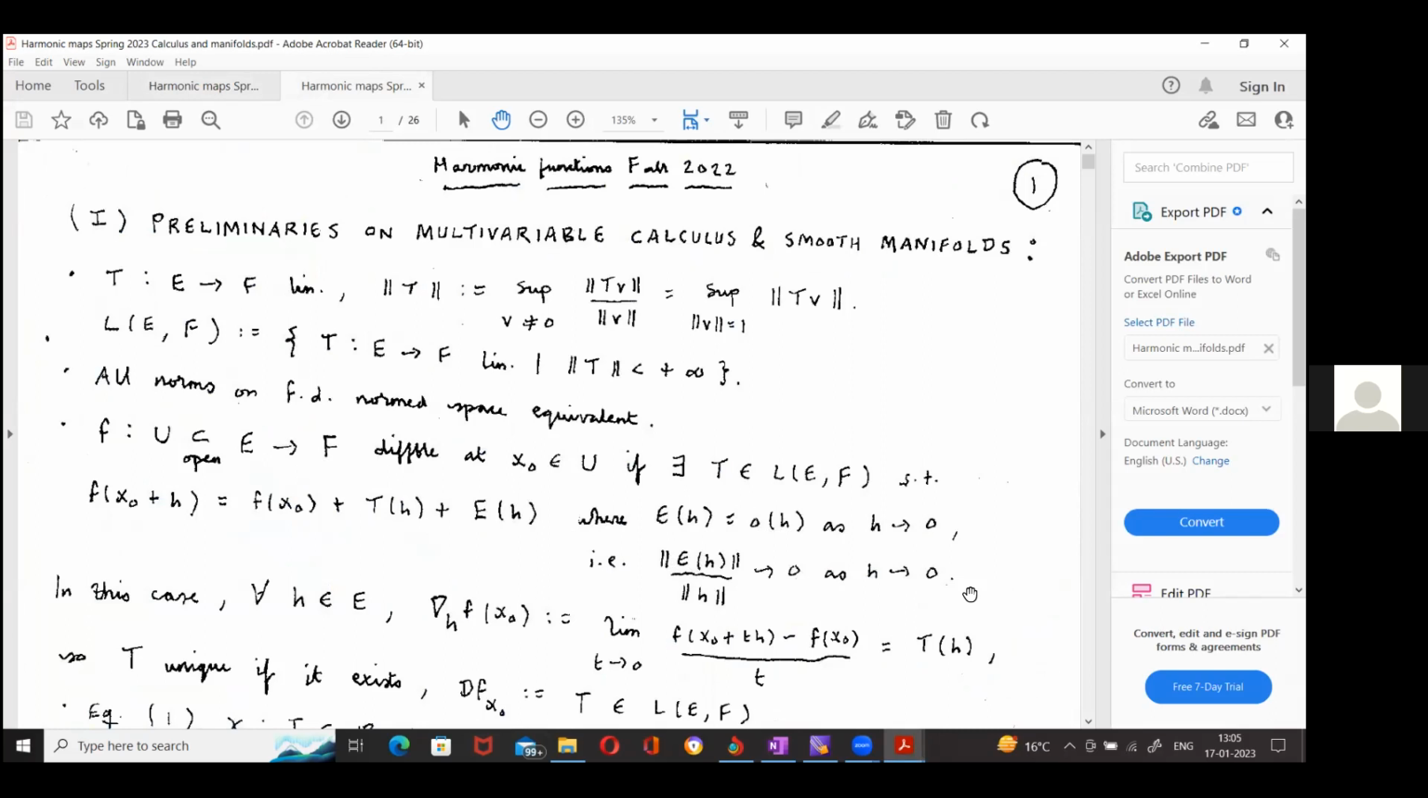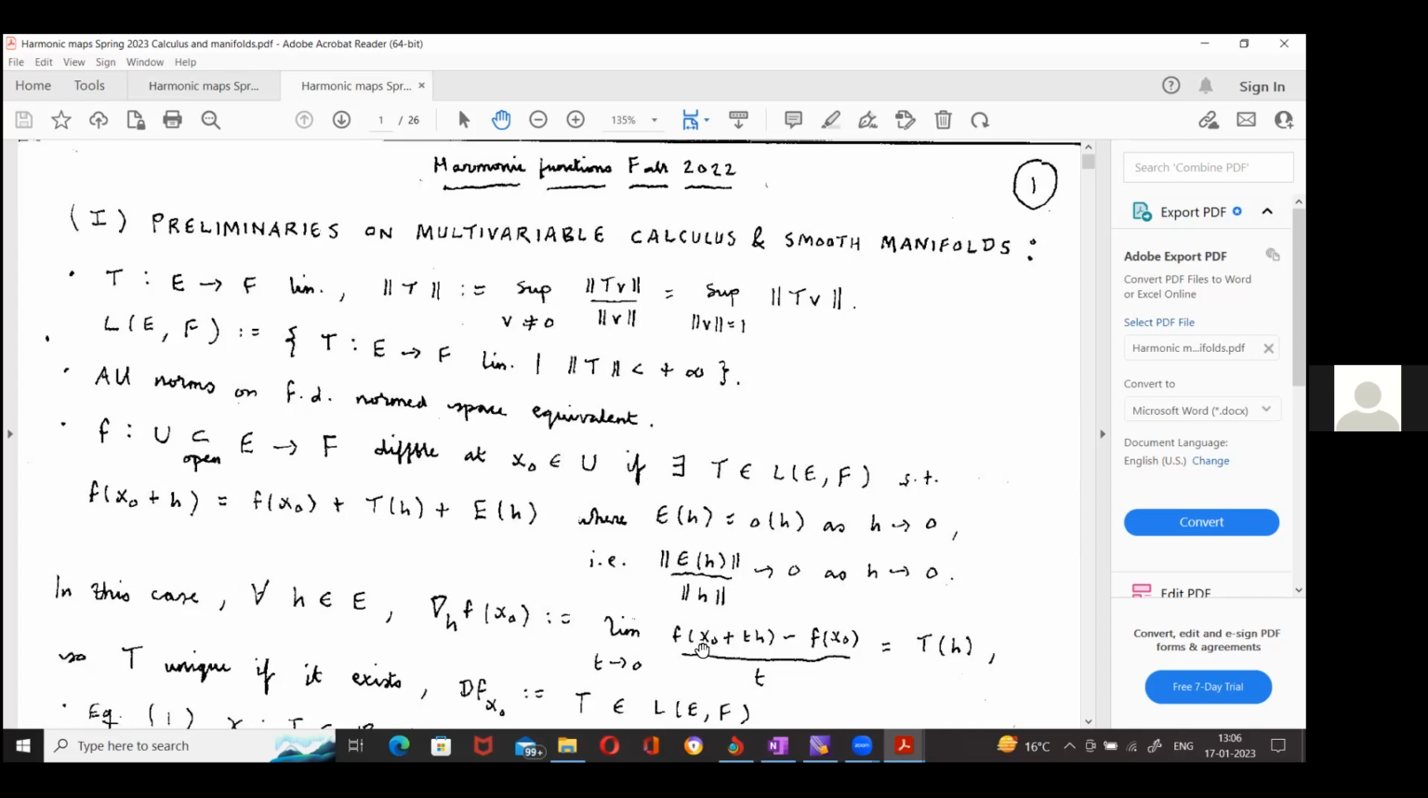Is this all right? So this is when we will say that f is differentiable. And notice that if this holds, if you have such a linear map which does this, then for any vector h in E, I can look at what's called the directional derivative of f in the direction of h.